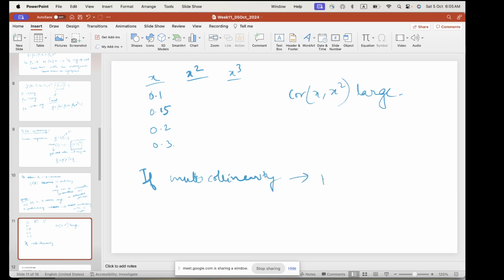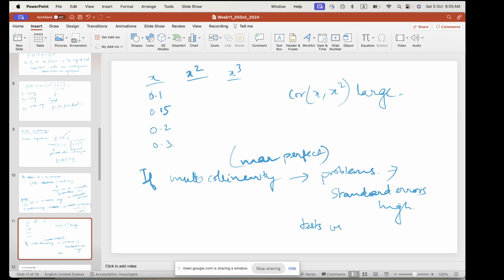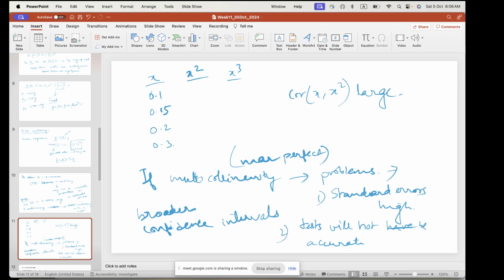then we have certain problems. Even if it is not perfect, even if near perfect multicollinearity exists, what were the problems? The standard errors will be high, the tests will not be accurate, the tests of hypothesis. And then also what do we have? We'll have broader confidence intervals. So some associated problems will arise.